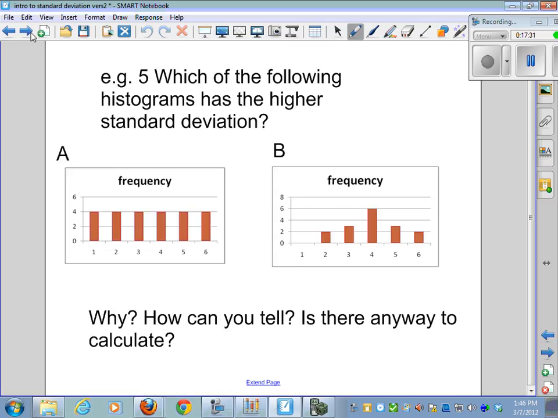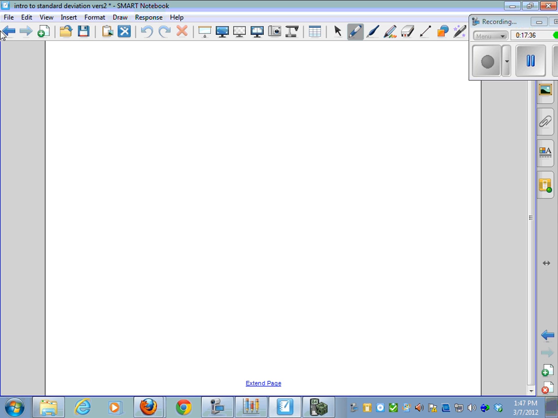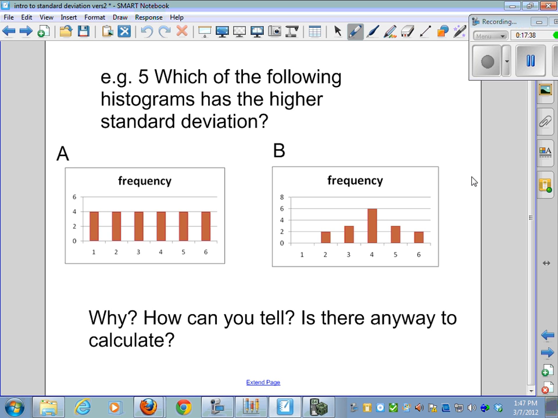Okay? Now, here's a good one here. I don't think I made this a clicker, did I? No, I didn't. This is the last question before I give you guys a bit of an assignment. Which one of the following histograms, we talked about histograms the other day, has the higher standard deviation? I'll give you a second to think. Which one has data that is more spread out? It's A or it's B?